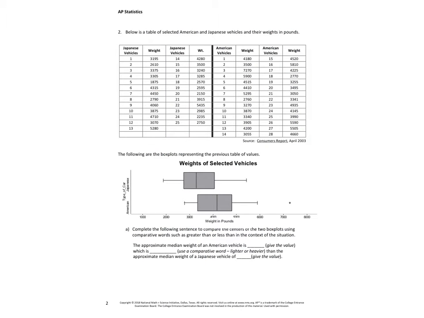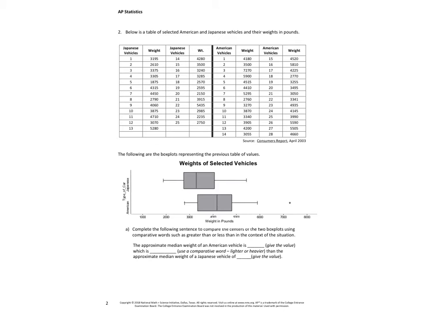If we look at our table, we have a table of selected American and Japanese vehicles and their weights in pounds. Notice that we have two box plots representing the previous table of values. What students typically struggle with is putting their thoughts into words when comparing two distributions. This could be in a stem plot, two histograms, or parallel box plots. I graded your warm-up/exit ticket, and a lot of scores were really lacking that comparative language.